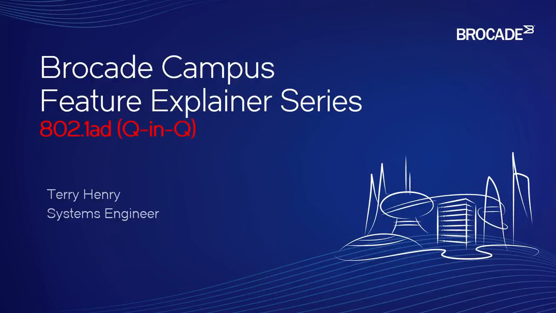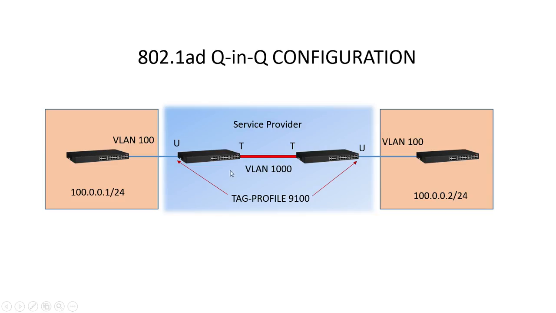I'm Terry Henry. In this episode, we're going to talk about 802.1ad, or what most people call Q-in-Q. So the point of Q-in-Q is to allow service providers, for the most part, it could be a hosting provider, it could be inside a private data center, but to allow 4095 VLANs inside of each one of their 4095 VLANs.